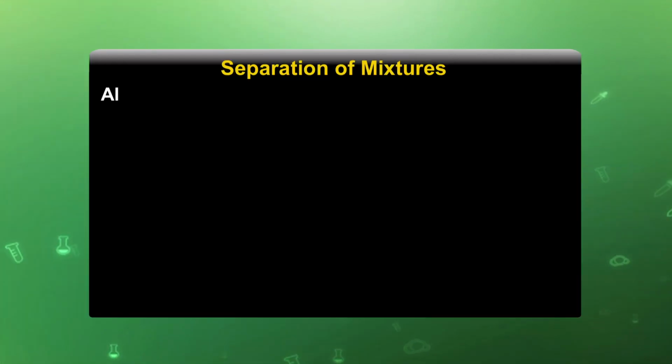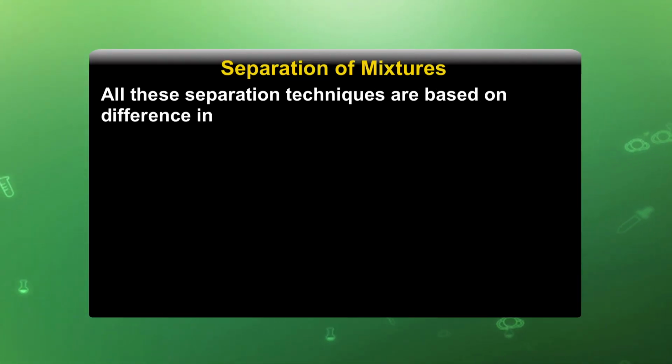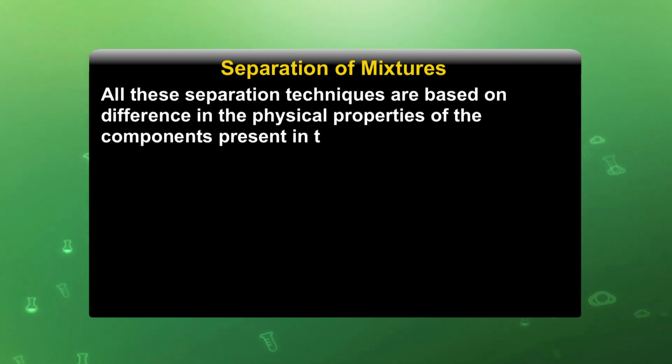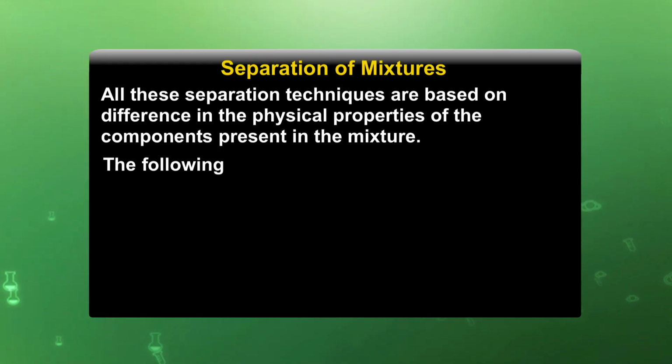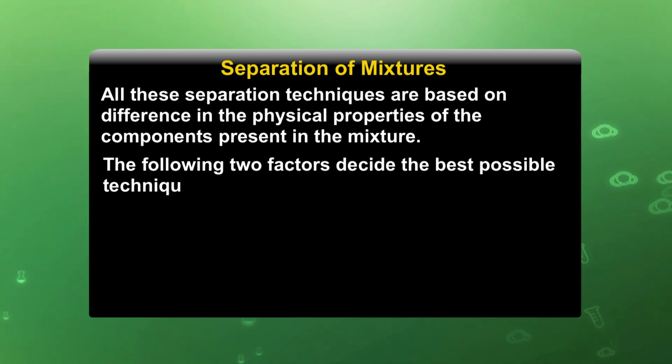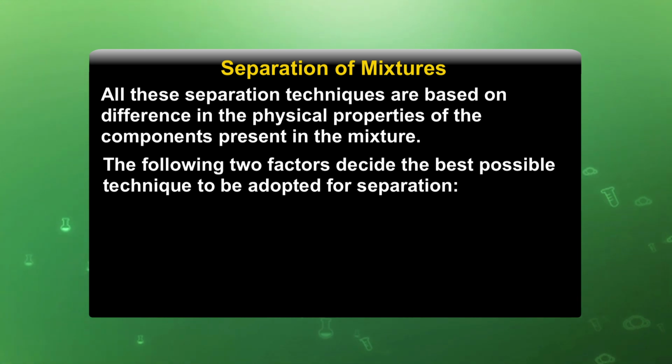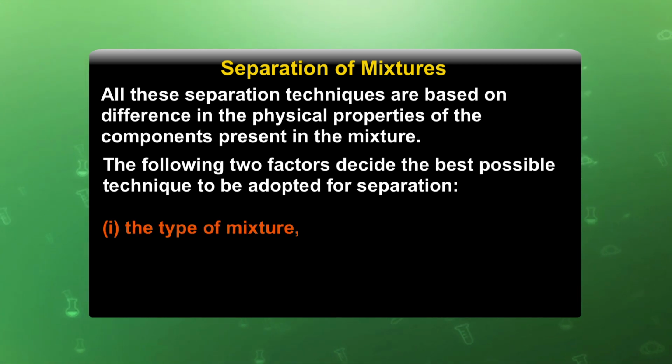Now, after knowing about the solution, its concentration and the different types of homogeneous and heterogeneous mixtures, let us understand, suppose we have prepared a mixture, how the components of the mixture can be separated. So, we will learn here in this topic the separation of mixtures. All these separation techniques are based on differences in physical properties of the components present in the mixture, that is, the physical nature of solute and solvent. The following two factors decide the best possible technique to be adopted for separation. First is the type of mixture, which type of mixture we are taking, and the component which you want to collect.